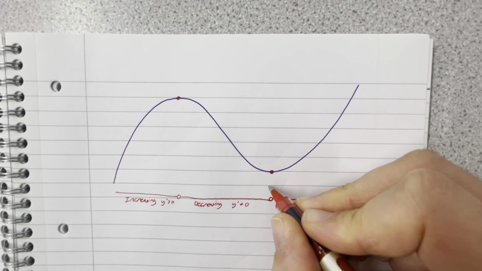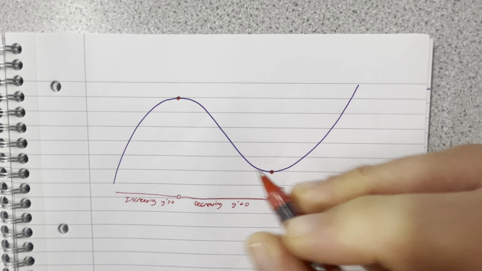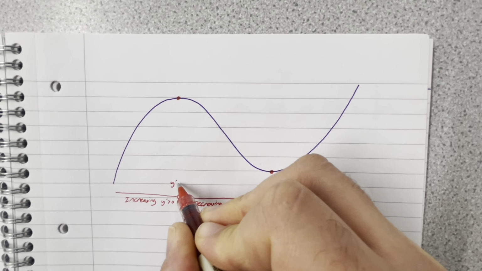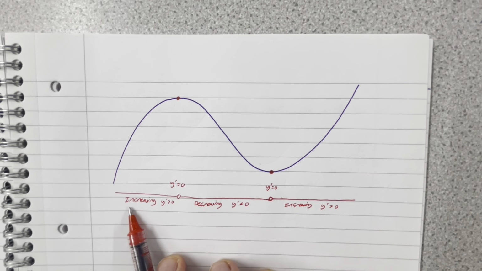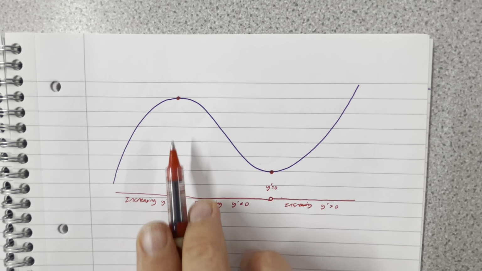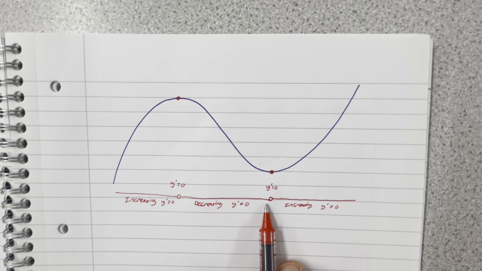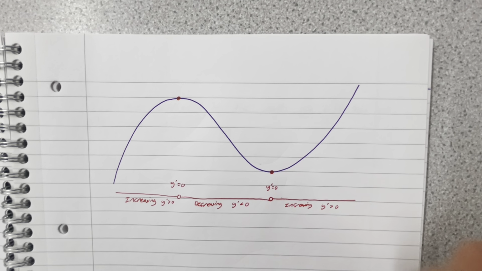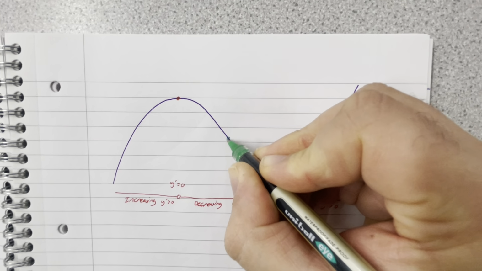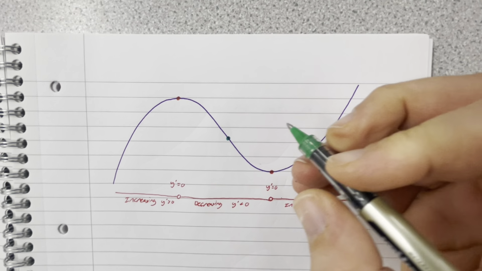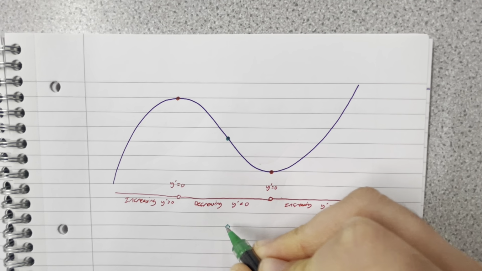So at this point, y primed is 0, and at this point, y primed is 0. So it's gone from a positive gradient to a 0 gradient at that point, to a negative gradient, to a 0 gradient again at that point, and then to a positive gradient again. That's the first derivative. The second derivative, the point of interest, is here. This is called the point of inflection.